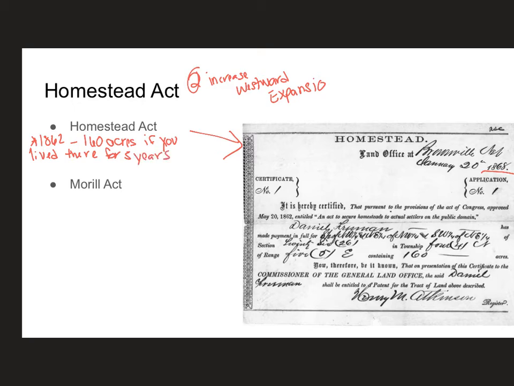And this was anywhere west of the Mississippi. So they were trying to encourage westward expansion. They're trying to get people to move out west. And they said, you can have 160 acres as long as you live there for 5 years. So you can actually see all that right here. 5 years and 160.